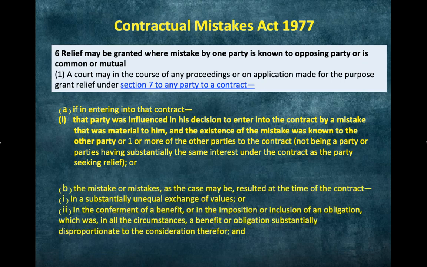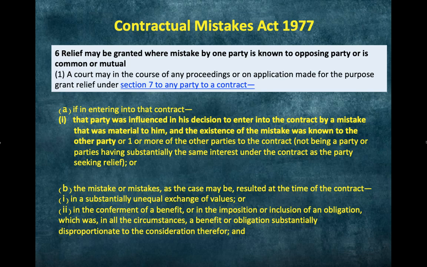Or B, the mistake or mistakes, as the case may be, resulted at the time of the contract, 1, in a substantially unequal exchange of values, or 2, in the conferment of a benefit or in the imposition or inclusion of an obligation, which was, in all the circumstances, a benefit or obligation substantially disproportionate to the consideration therefor.